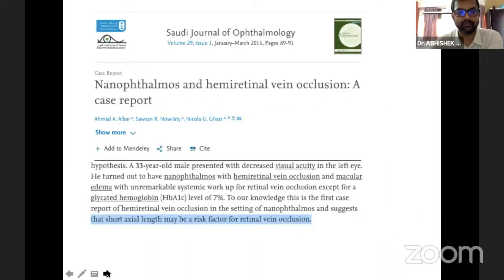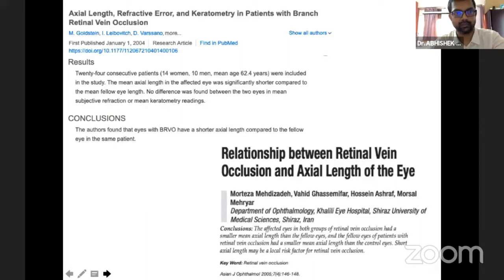There are few case reports in the study, few on a PubMed search, which have correlated nanophthalmos with hemiretinal vein occlusion, but because of the rarity of the disease, there is not much literature available. Next slide, please. There are few other reports and case series which have correlated axial length, refractive error, and keratometry with predisposition to RVOs.